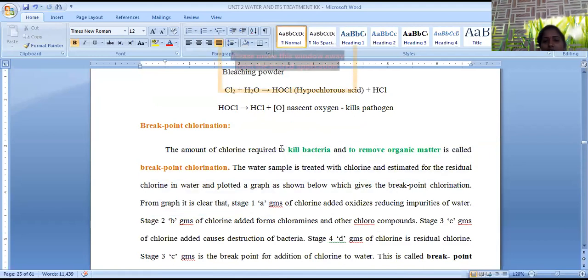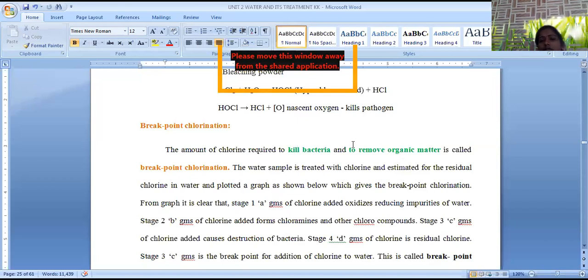That's the reason why we are discussing this, we are stressing this breakpoint chlorination. So let us define this. Breakpoint chlorination is nothing but the amount of chlorine which is required to kill the pathogens or bacteria, and also to remove any organic matter present in the water.